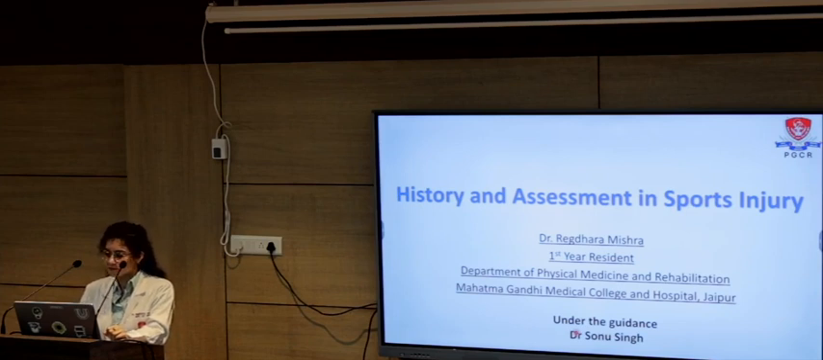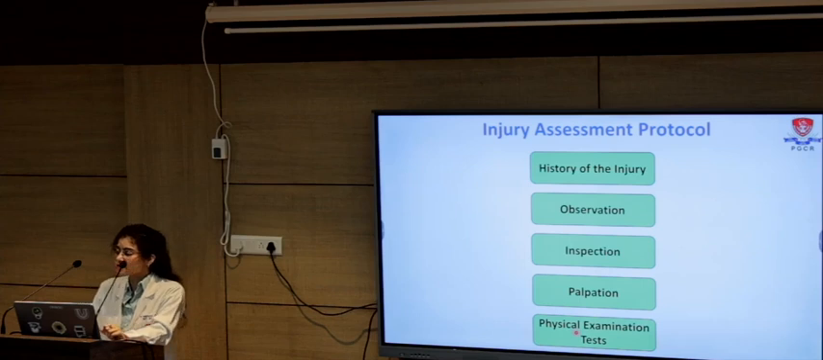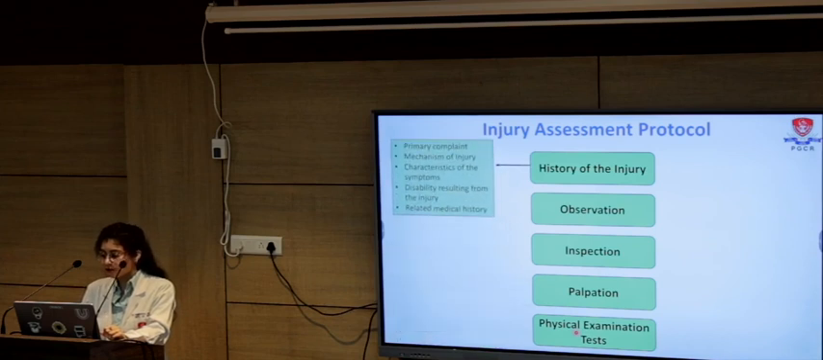Starting with injury assessment protocol, which is a systematic approach used in evaluating sports injuries, we begin with the history of injury, where we focus on the primary complaint, mechanism of injury, and evolution of symptoms, understanding the background which gives us clues about the possible damage.